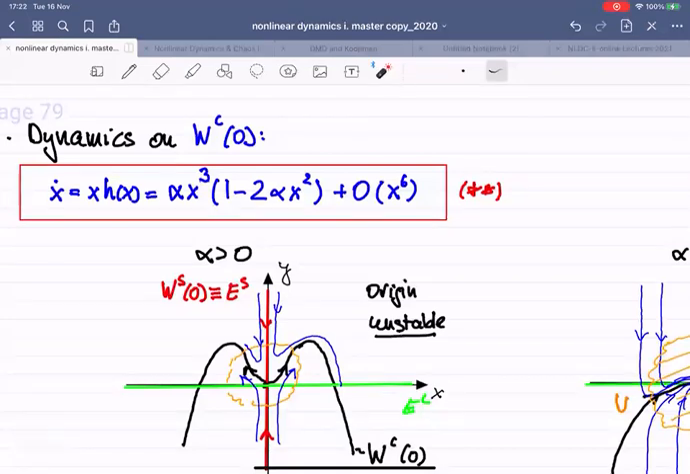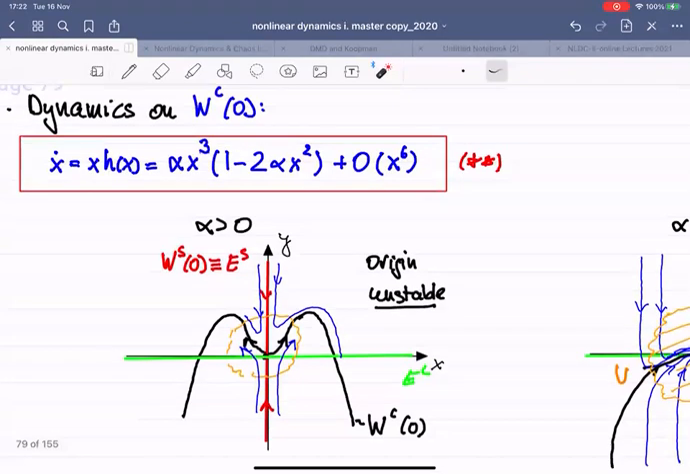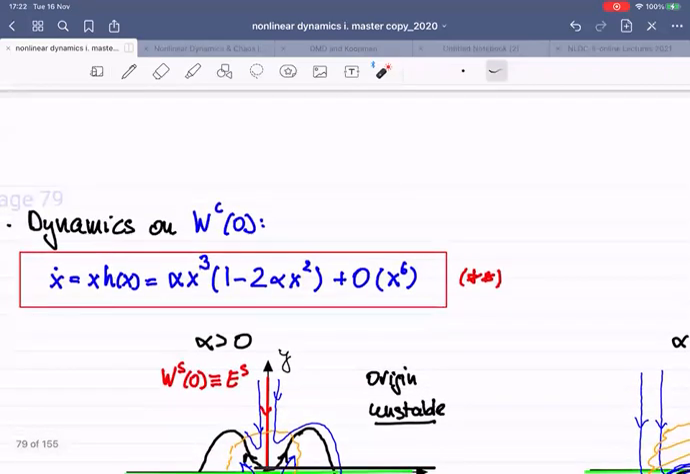If alpha, I can get into that later. Let's see, alpha is positive, right?